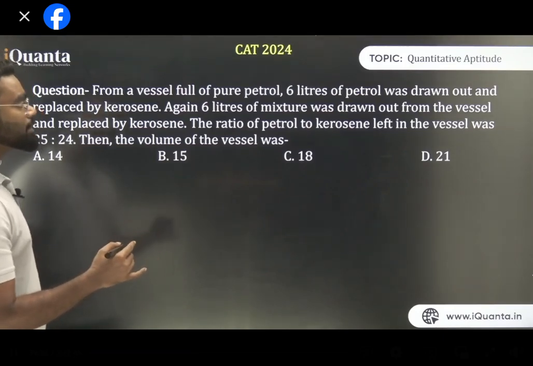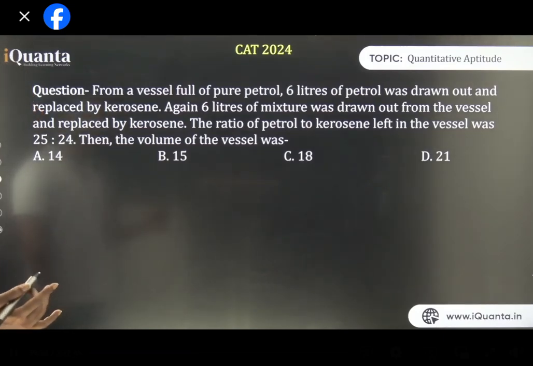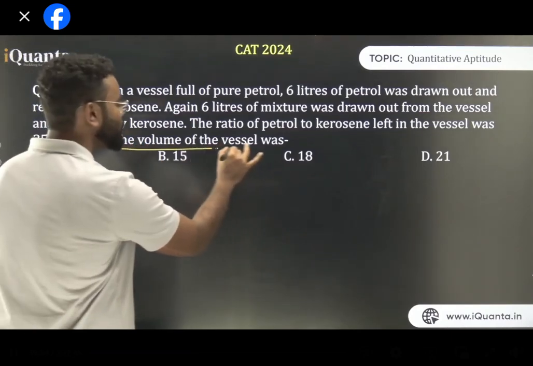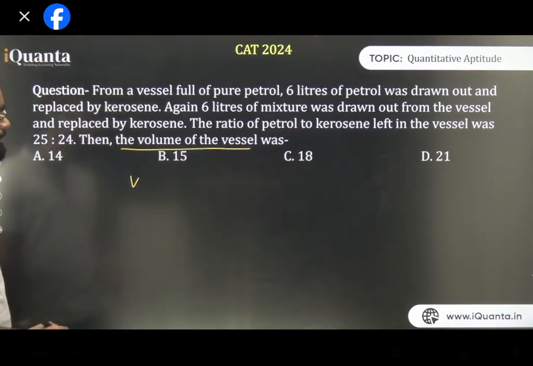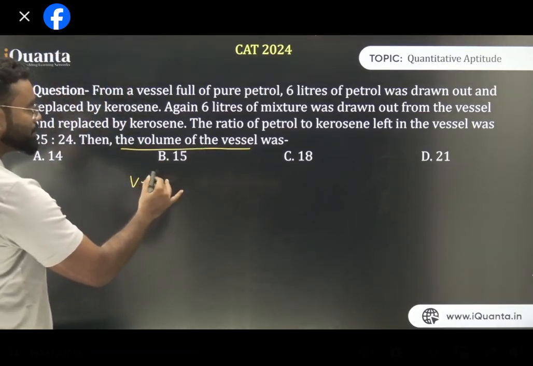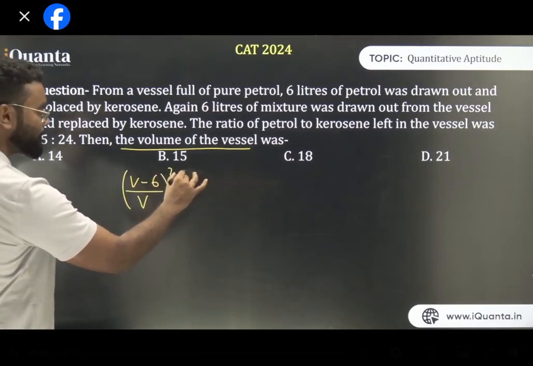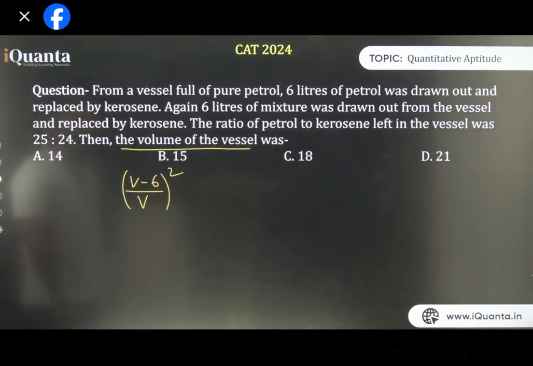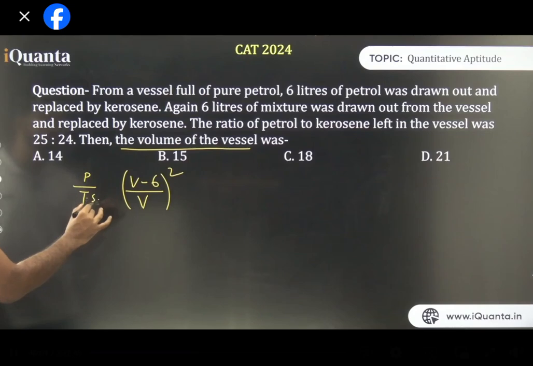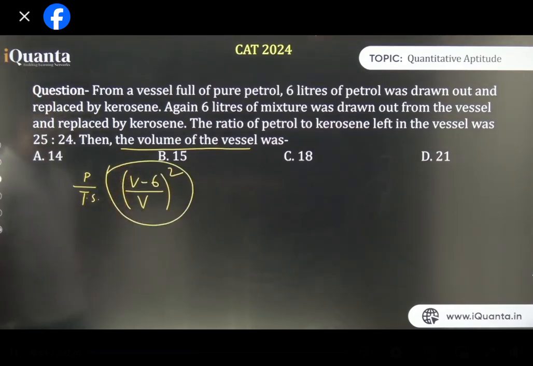The first thing you need to understand: from a vessel of pure petrol, 6 liters of petrol was drawn out and replaced by kerosene, again 6. You need to find the volume. The volume is not given, so think of the volume as V, right? Whenever I'm replacing 6 liters, it is basically (V minus 6) upon V, squared, right? So (V minus 6) upon V whole squared is basically the ratio of petrol upon total solution.